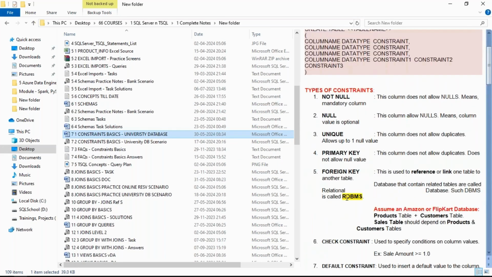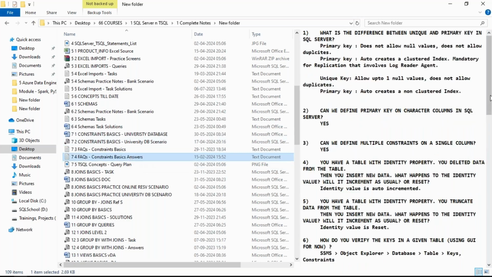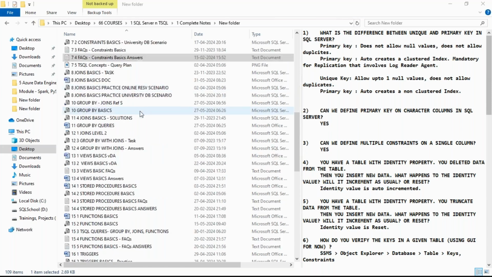What is that? Relational database system. From RDBMS comes different job roles. So what is this DBMS? What is RDBMS? We are going to learn it today. For every concept, I will take care of the entire notes, interview questions, answers with complete practice.